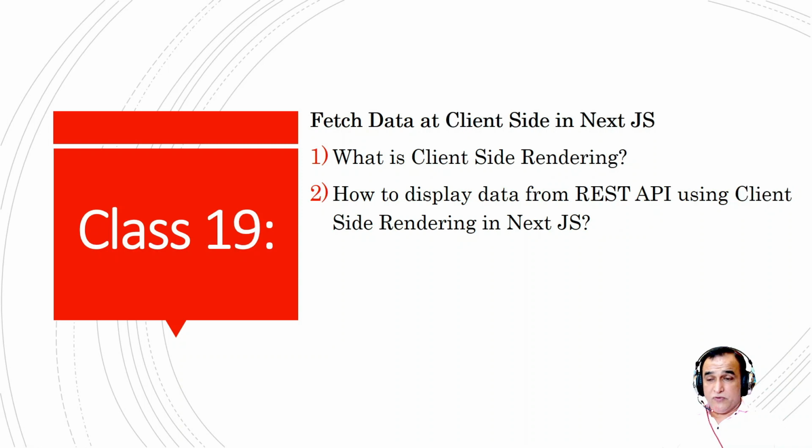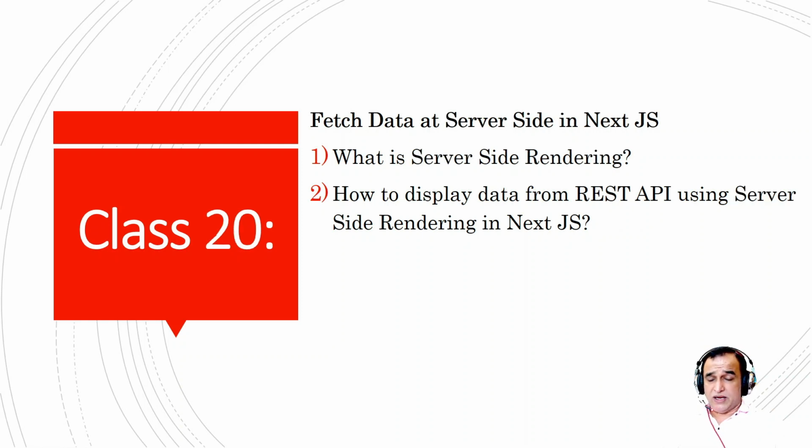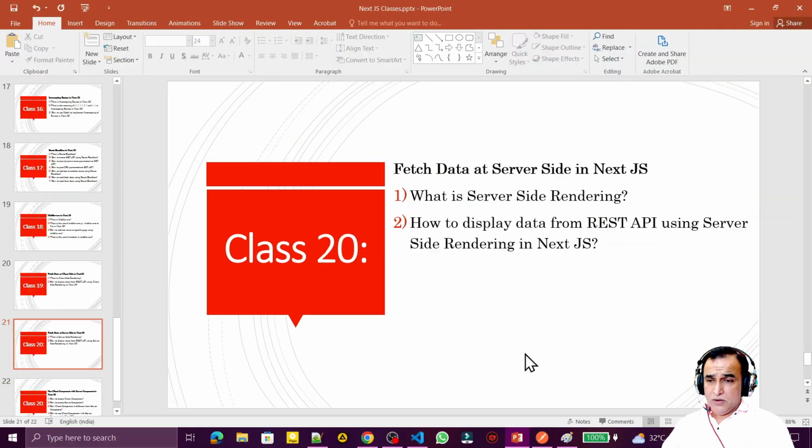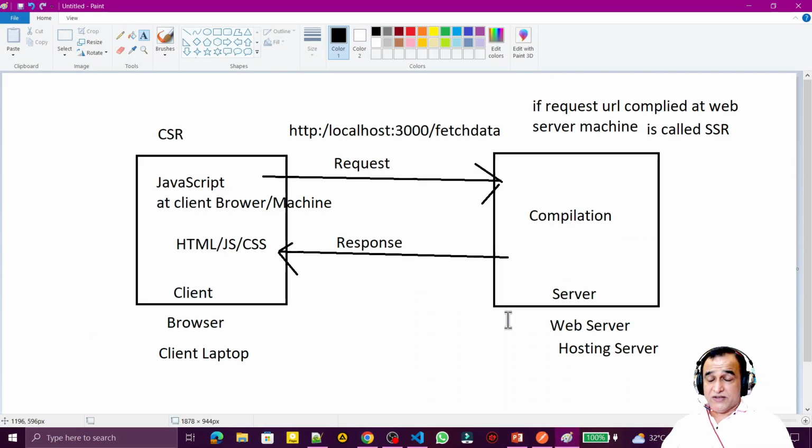In the last video we have seen what client-side rendering is, and the difference between client-side rendering and server-side rendering. I explained with the help of a diagram, and we saw how we can render the information at the client side. In this video we are going to learn what server-side rendering is, and how to fetch data from a REST API using server-side rendering. So in the last video I explained this diagram.